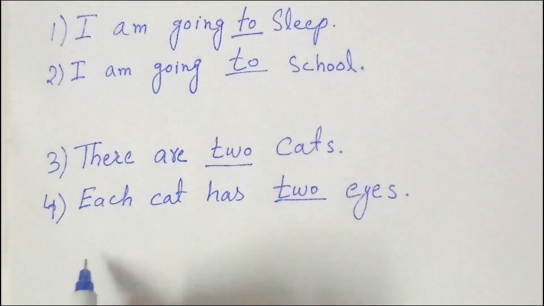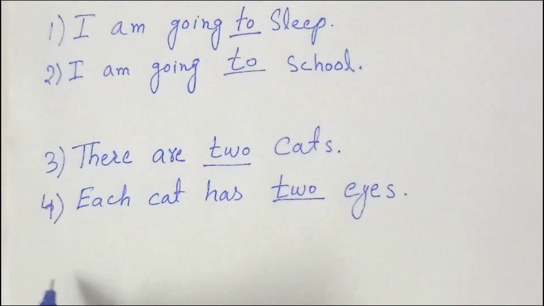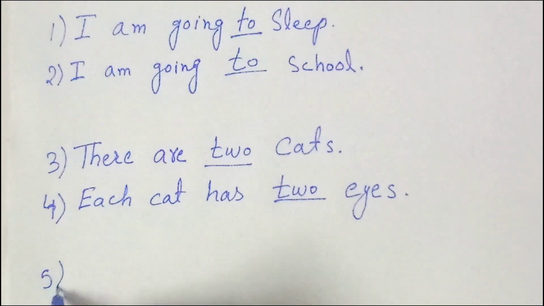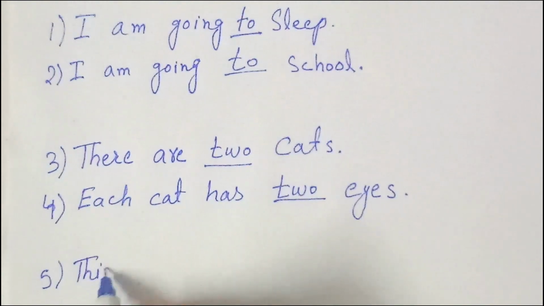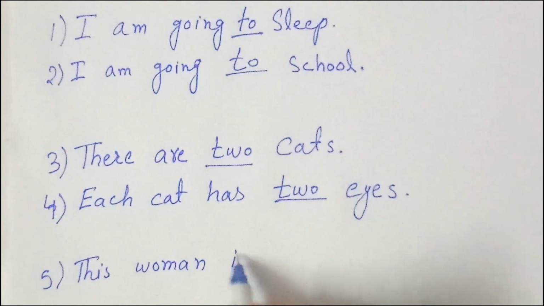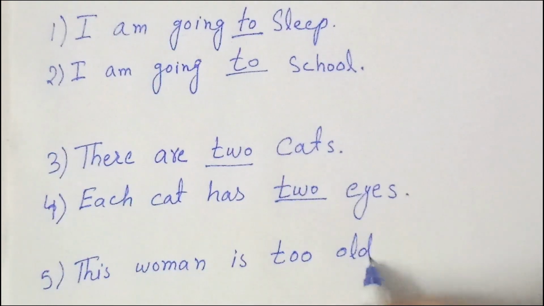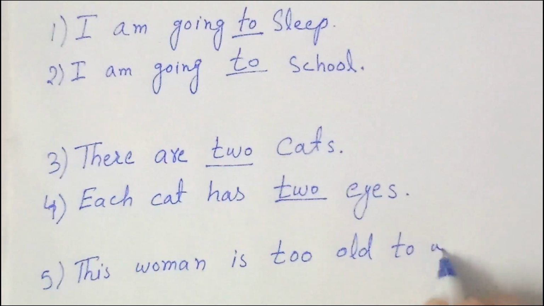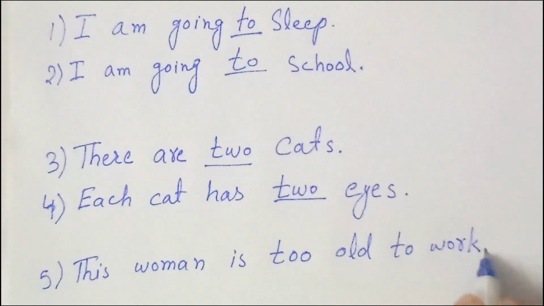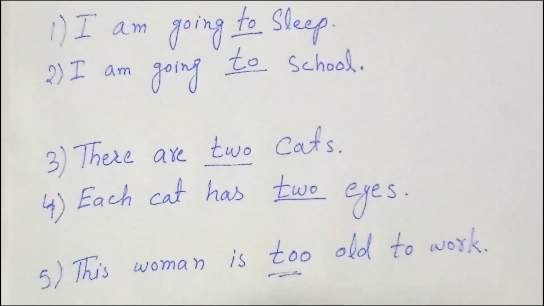Now let's see the different use of "too", T-O-O. This woman is too old to work. Here this "too" is used as more than enough.